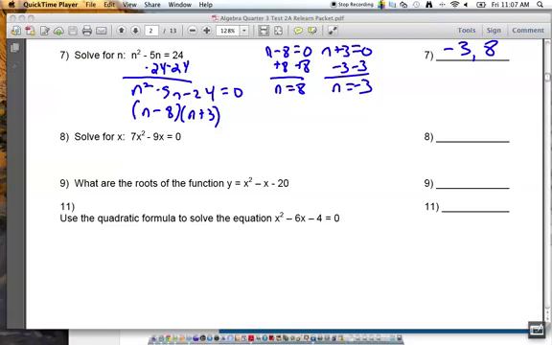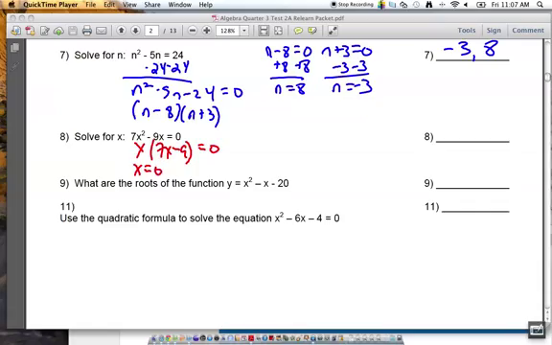Okay. Number 8. 7x squared minus 9x equals 0. I see so many kids struggle with this question, yet it's easier than the previous question. What do you do before you cross the road? Look both ways. What do you do before you factor a quadratic equation? You look for a common factor. In this case, there is a common factor. It's x. So I get x times 7x minus 9 equals 0.